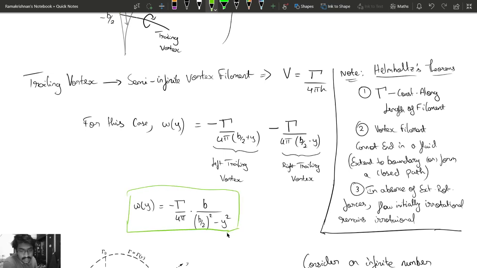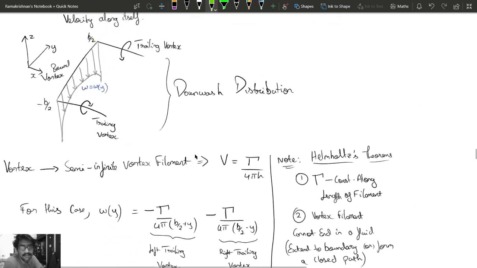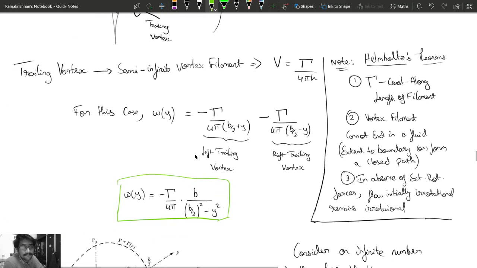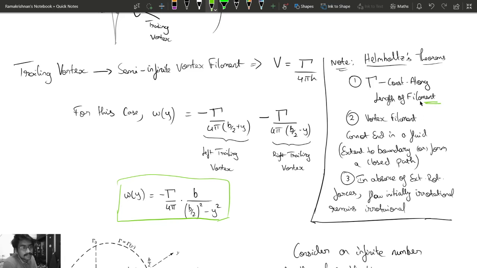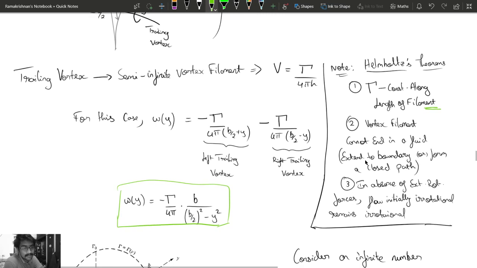And when we evaluate this expression, this is the final expression that we get for downwash due to a horseshoe vortex. We have a few assumptions, or principles, that we follow here while solving this problem. These are called Helmholtz theorems. The first thing is we consider the vortex strength to be constant along the length of the filament. So along the entire length of the semi-infinite vortex filament, we consider the circulation, or the vortex strength, to be constant, which is a reasonable approximation.